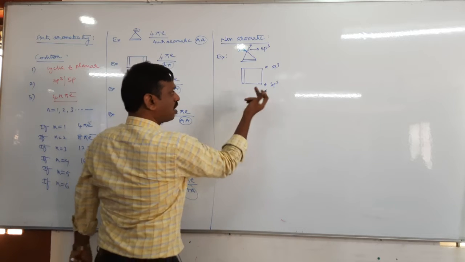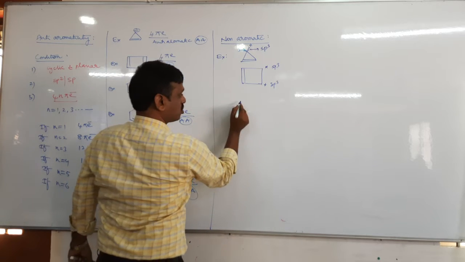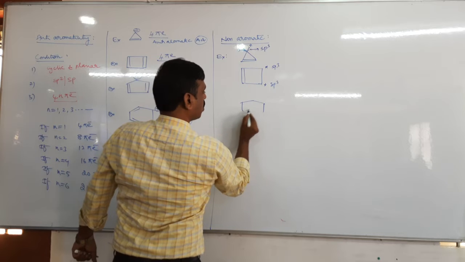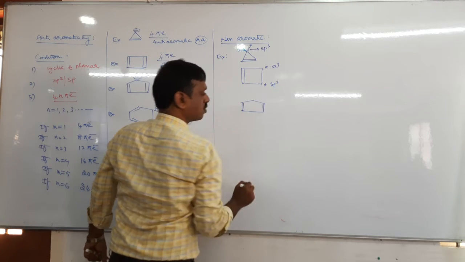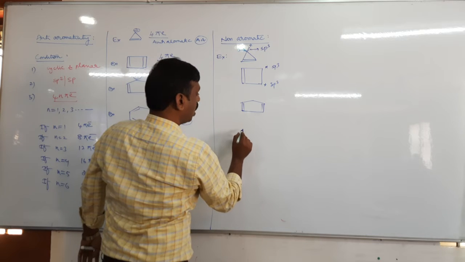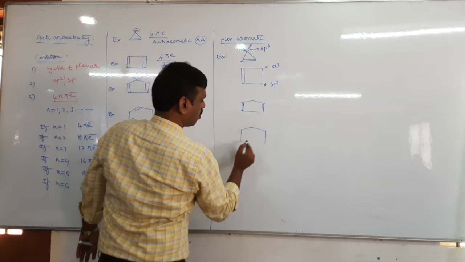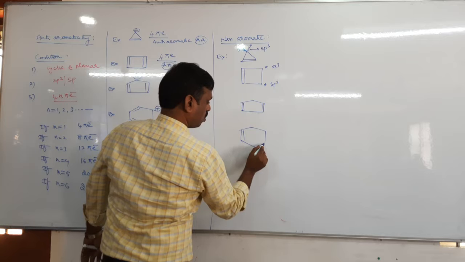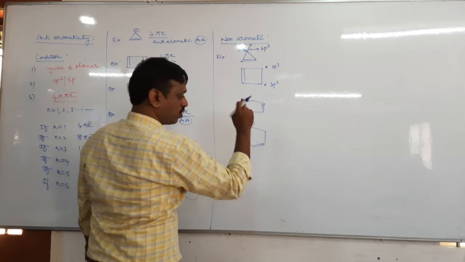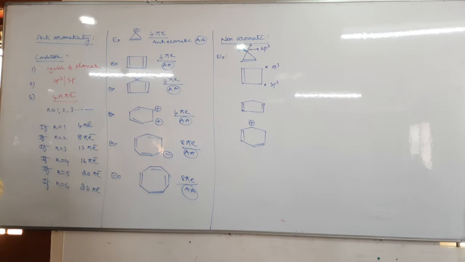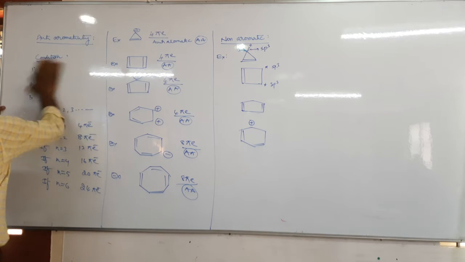You need not see the number of pi bonds or pi electrons, it's not required. One more example, it is also non-aromatic because there is one sp3 carbon. Okay, write down the question.